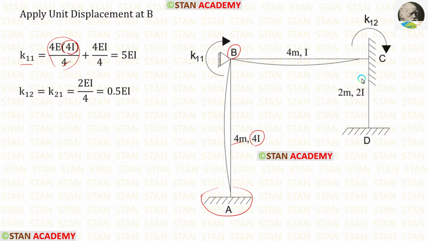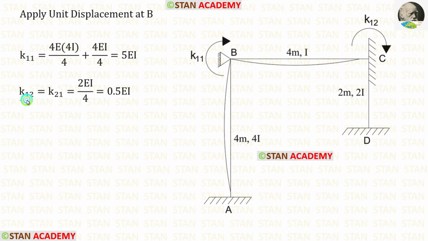Now let us look at the other end C. At the end C also, there is a fixed support. So we have to apply the same formula, 4EI upon L. Length of BC is 4. Let us apply that. For K11, we have to add these two values. After adding, we are getting 5EI.